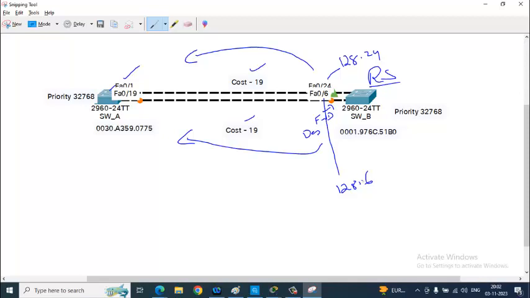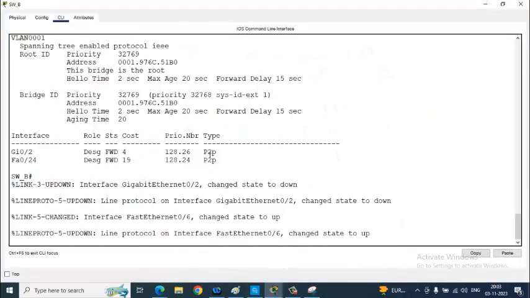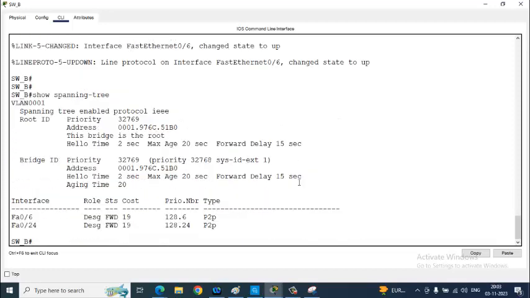Go to switch B. Port cost. You see? 128.6, 128.24. For port number 6, it is 6. For the 24th port, it is 24. That is also called the port priority. What will the neighbor see? The neighbor will see the port for switch A. Switch A is the neighbor of switch B.